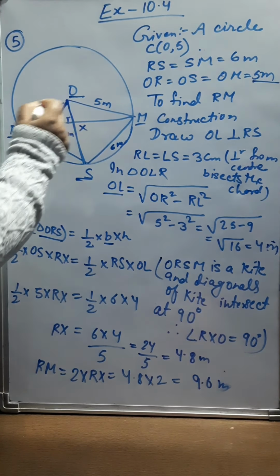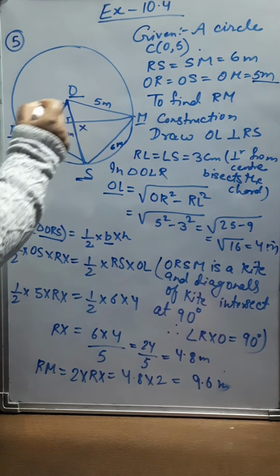90 degree. So triangle ORS area can be calculated by either taking RS as base and OL as height, or OS as base and RX as height. Both are written on this right hand side and left hand side. Half into OS into RX is equal to half into RS into OL. So by putting the values, RS is 6 and OL is 4, which we have calculated. And this side half, OS is 5 and RX value we have to calculate.